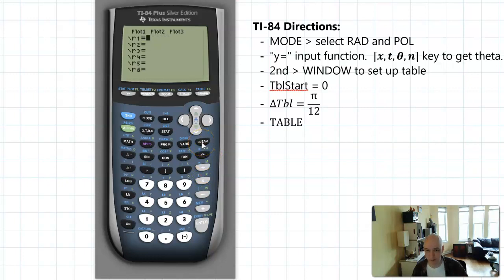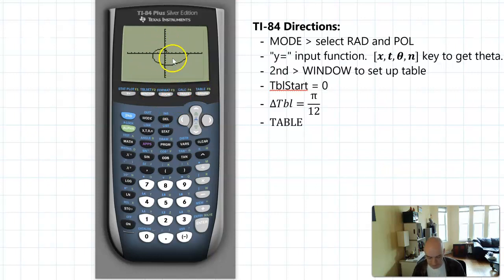Let's just graph the one we were doing before, r equals theta. So where's theta? How do I get it? You use the X,T,theta,n key. This is a smart key that understands the mode you're in and changes the variable to match. So in rectangular mode, it gives you x. In polar mode, it gives you theta. So there we go, r equals theta. If we just blindly press the graph key, you can see a graph gets generated. It looks similar to what we had.